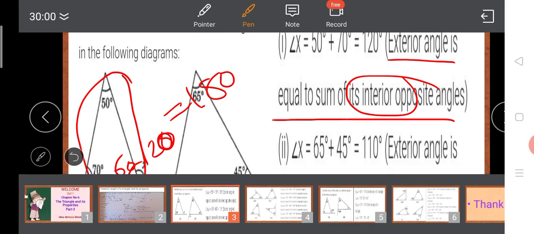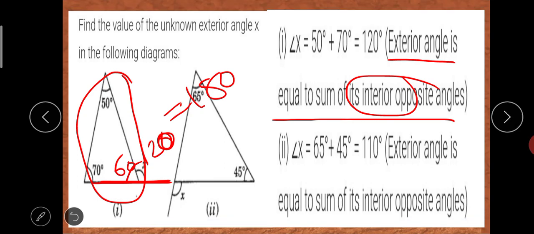Okay, now see the next question. In the next question, what is given? 65 degrees and 45 degrees are given. We have to find the value of x. Again you have to write the same reason: exterior angle is equal to the sum of its interior opposite angles, and then you do the addition. We will get 65 plus 45 equals 110. So the answer will be 110 degrees.